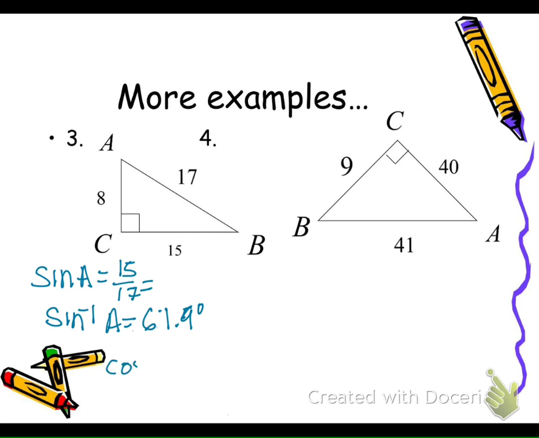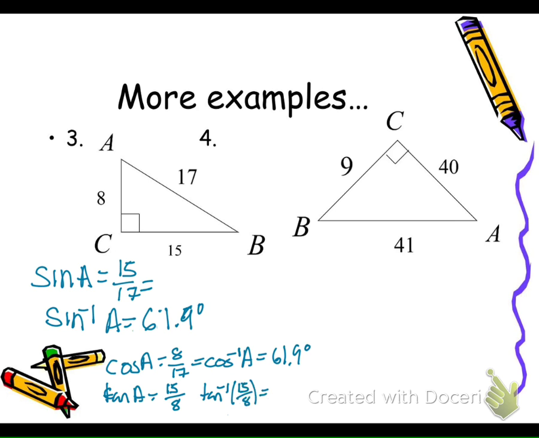So we have cosine. Cosine of A equals adjacent 8 over hypotenuse 17. We know when we do cosine inverse of A, it's still going to be 61.9 degrees. When we have tangent of A, which is opposite 15 over adjacent 8, tan inverse of 15 over 8 equals 61.9 degrees.